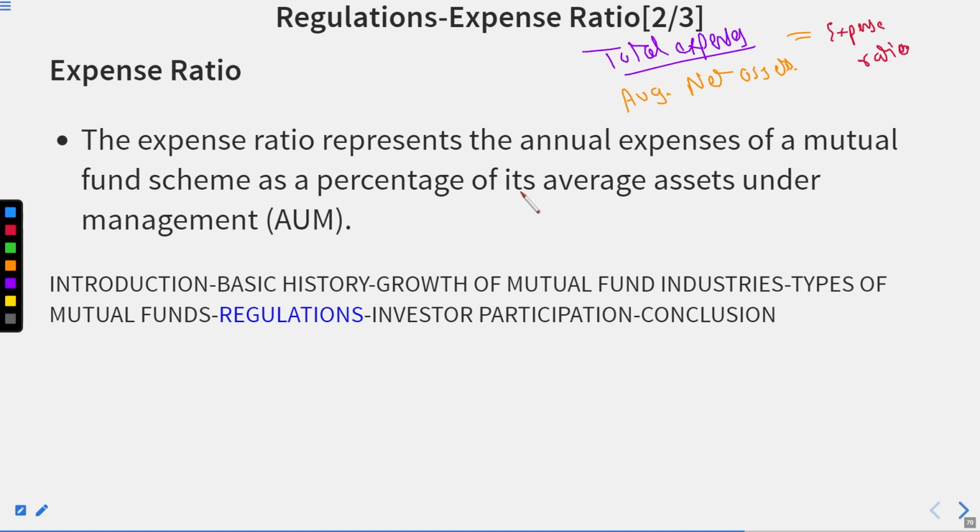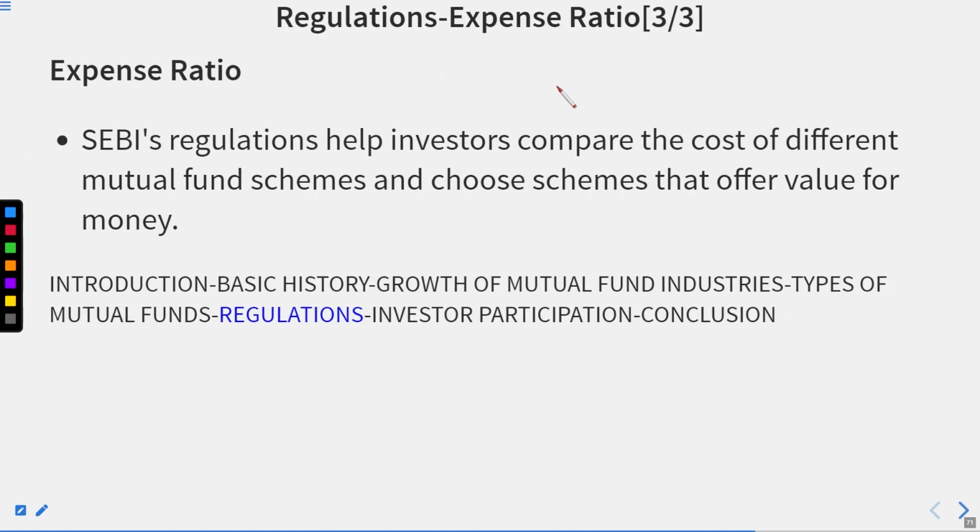So basically SEBI has the guidelines so that the total expenses incurred on the funds could be controlled, and that's how the expense ratio charged to the investors is controlled. SEBI regulations help investors compare the cost of different mutual fund schemes and choose schemes that offer value for money. Suppose you have 3 schemes: scheme 1, scheme 2, scheme 3, and all of these schemes are based on the proper categorization so that you could ensure the rationalization.